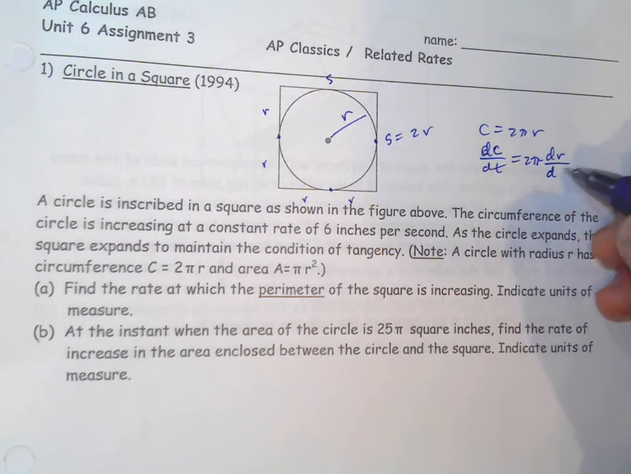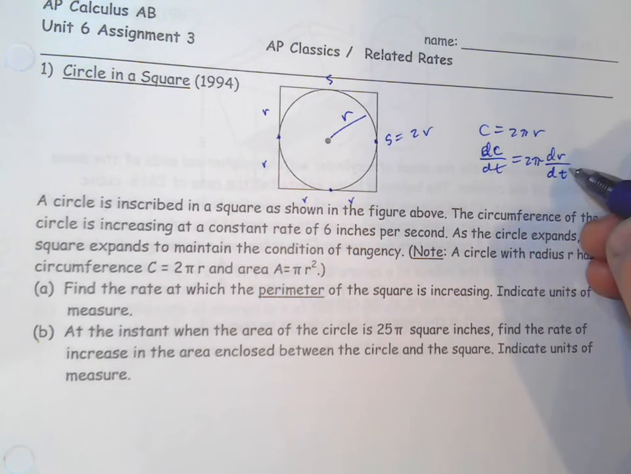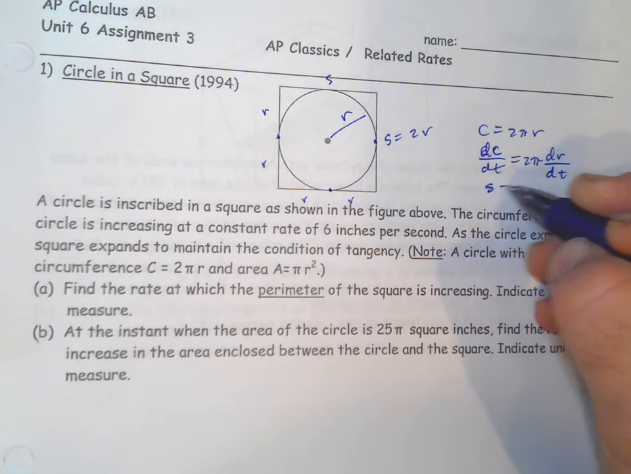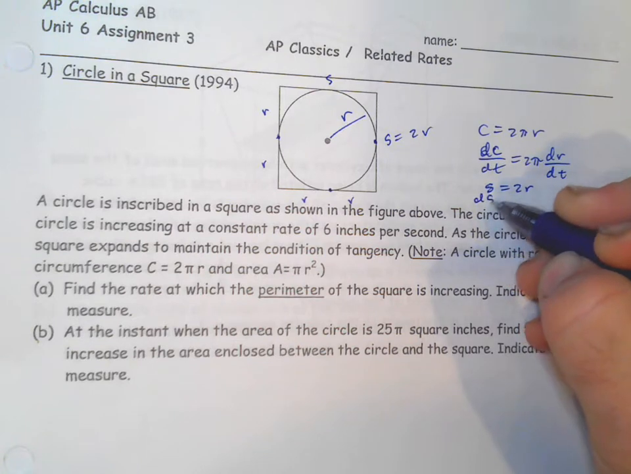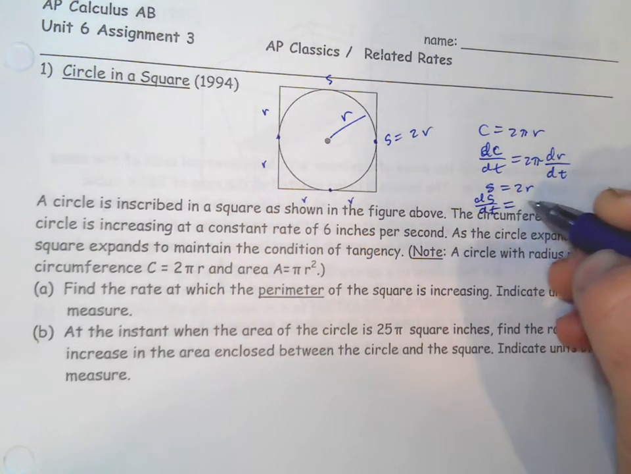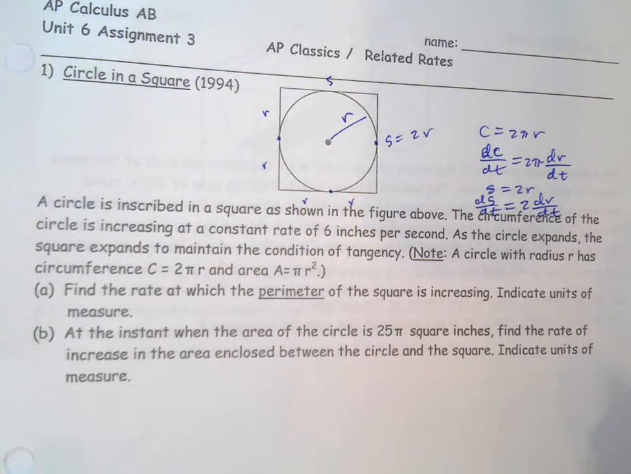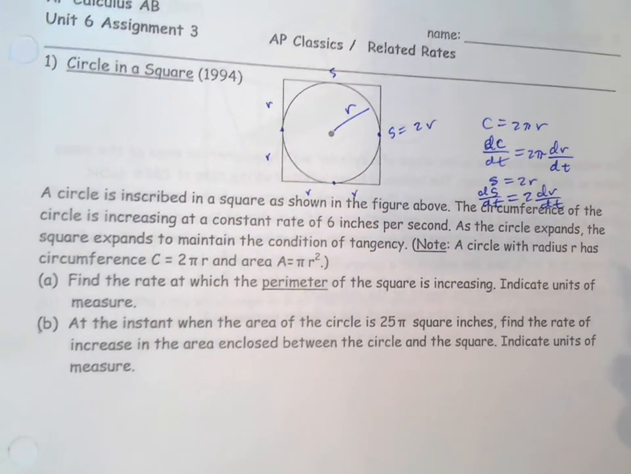And they gave you dC/dt, right? From that, you can get dr/dt. Okay, from dr/dt, you can get ds/dt, because if s equals 2r, then ds/dt equals 2 dr/dt. So once you have dr/dt, you can get ds/dt, and you're going to need that for your perimeter.